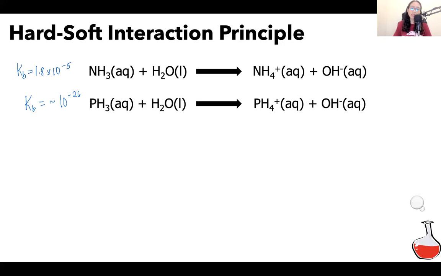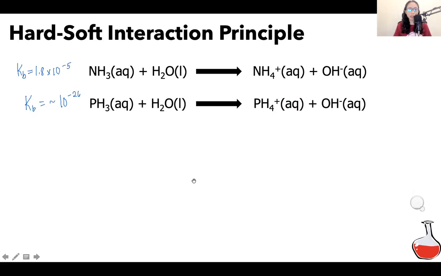So again, this can be explained using your HSAB theory, but we'll be using the hard-soft interaction principle. Okay, so with the HSIP, let's apply it. The species interacting with ammonia and PH3 in this case is your hydrogen ion, or your proton, which is a hard species. It's very small. It has a high charge density, +1 charge on a very small species. And ammonia, being a smaller molecule than PH3, can interact more favorably with the proton, with the hydrogen ion. And this makes ammonia a stronger base compared to PH3.